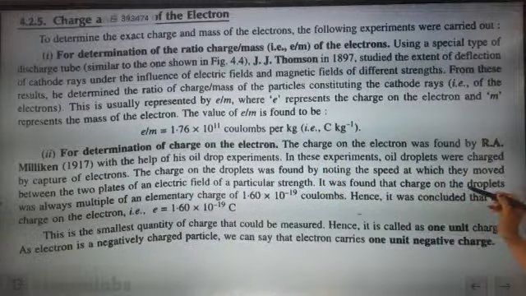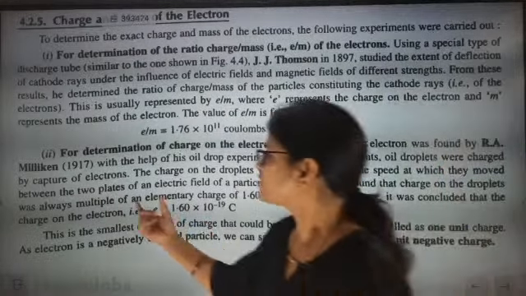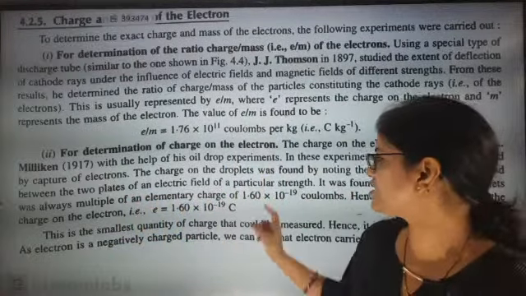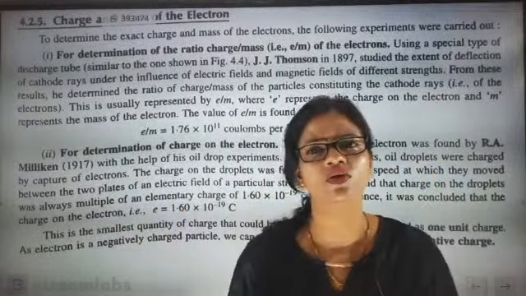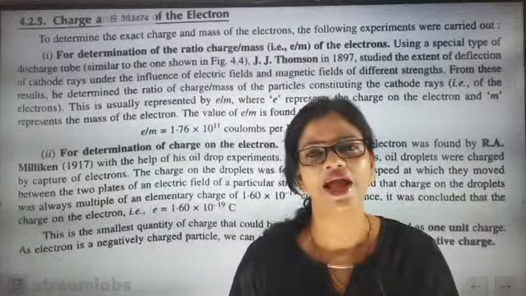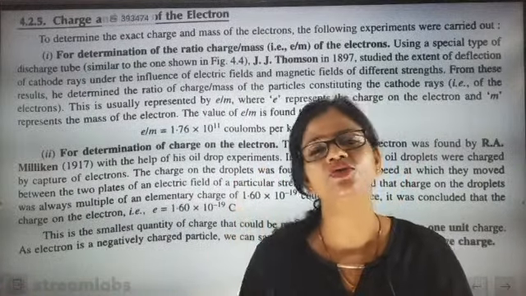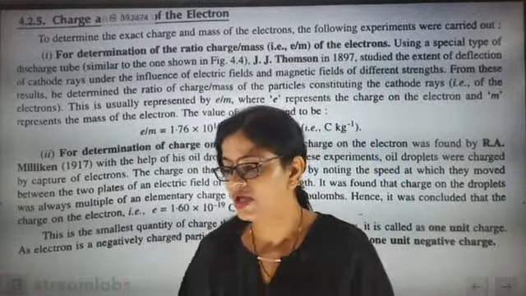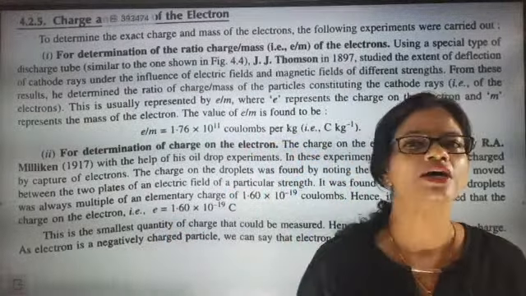It was found that the charge on the droplet was always a multiple of the elementary charge, meaning every time they calculated, they got 1.6 × 10^-19 coulomb. That was the fixed charge on the electron.